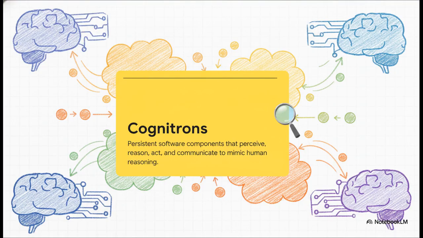The beating heart of Zeus's system relies on things called cognitrons. These are persistent software components within his framework that perceive, reason, act, and communicate with each other. They basically form this collective group consciousness. Information travels through Zeus, coagulating to form granular cognitive thoughts, which then drives how his entire system actually reasons and acts out in the world.